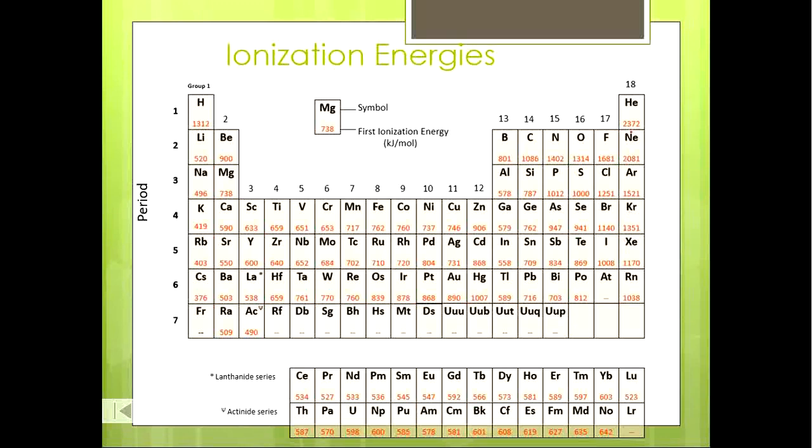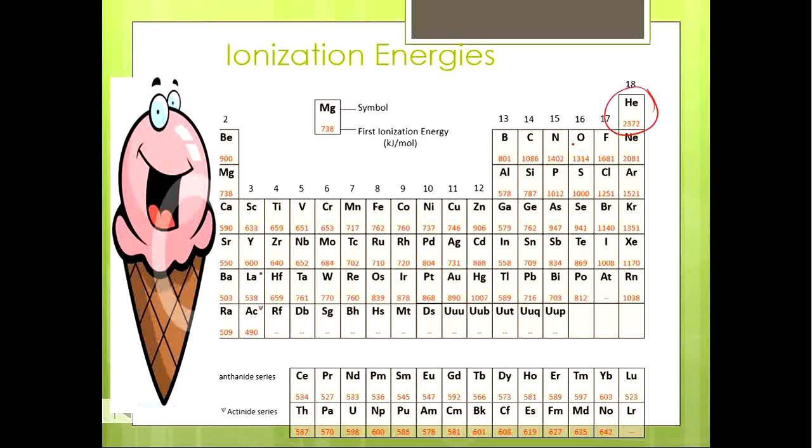So if you take a look, which one has the highest ionization energy value? It's helium. Helium really doesn't want to let go of those electrons. Now, just like how I taught you the trick to remember the snowman with atomic radius, to remember ionization energy, think of an ice cream cone.